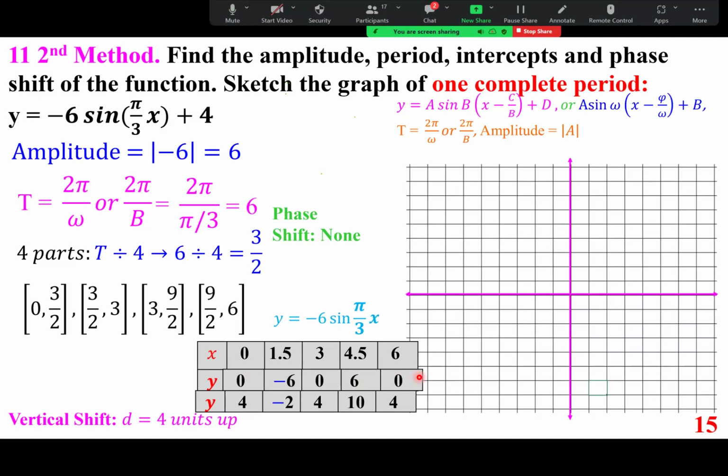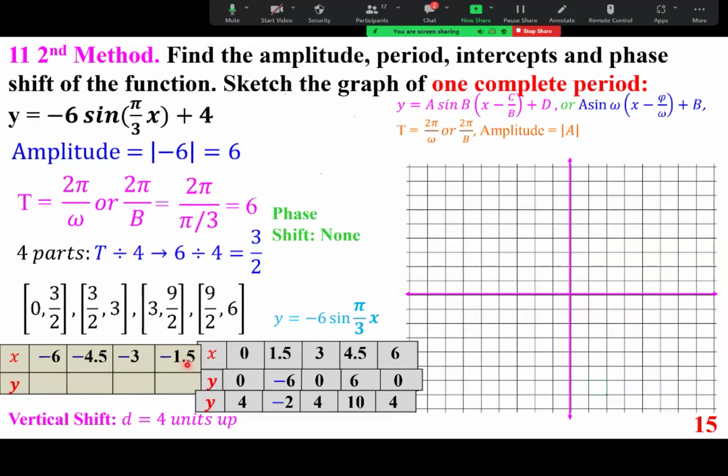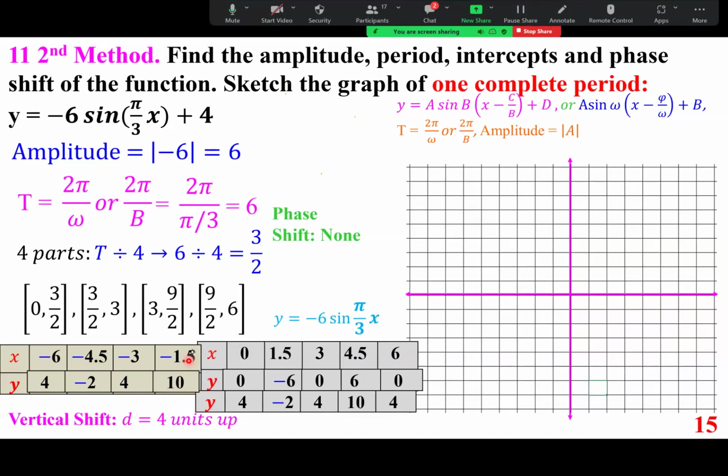So very straightforward. Now, if we want to continue on the left side, in other words, not just one complete cycle, you can continue with those numbers and go to the left by 3/2. So to the left of 0 by 3/2, negative 3/2 or negative 1.5. To the left of this number, negative 3, negative 4.5, negative 6, and you can plug it back and come up with the answer for those as well. So this is y equals 4.